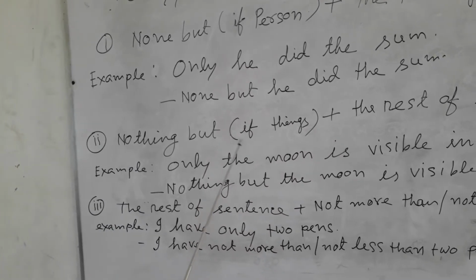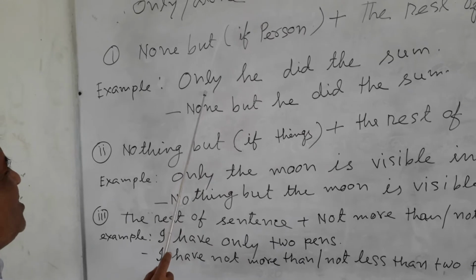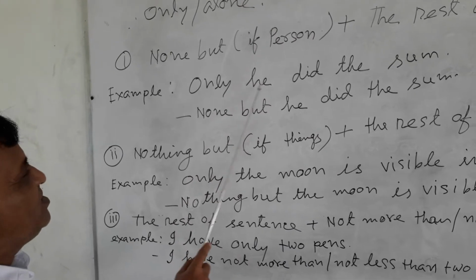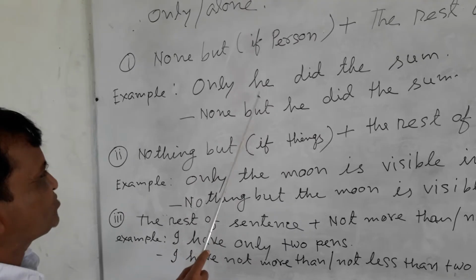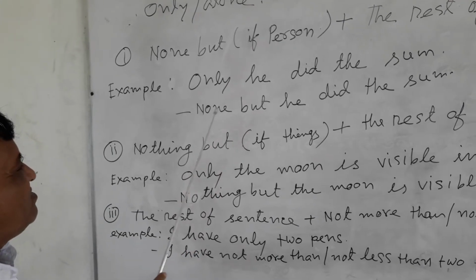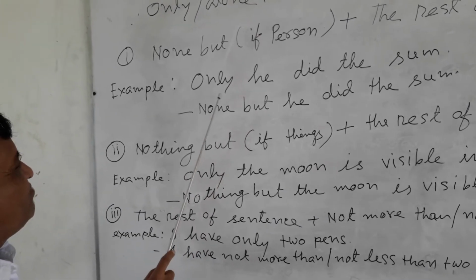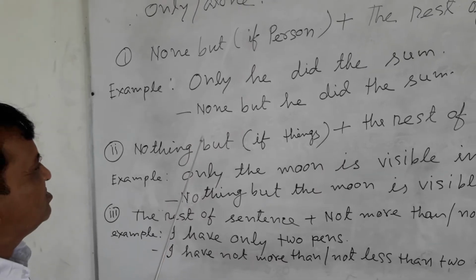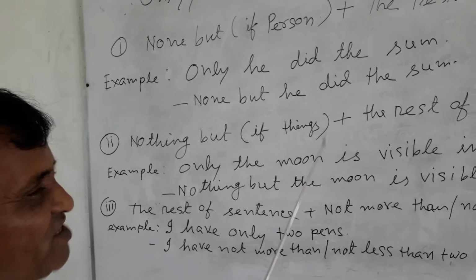We will notice here that only indicates he, a person. So we use none but in place of only. None but he did the sum.